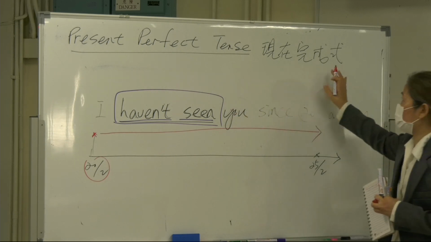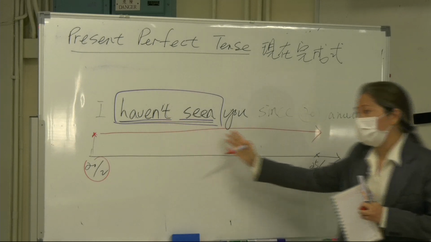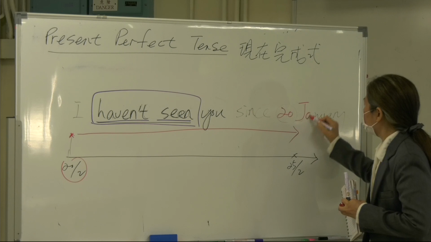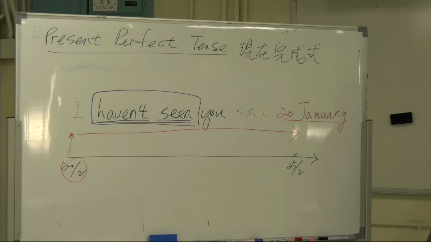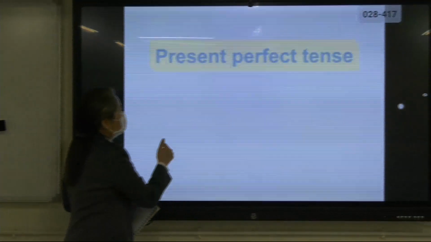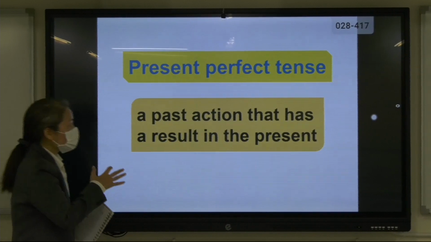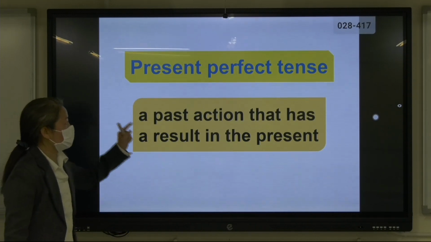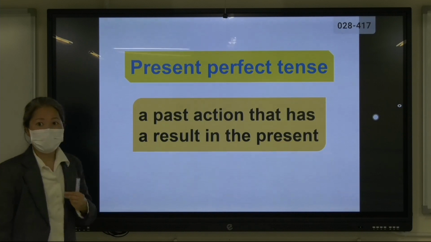So, this one, present perfect tense. 顧名思義，現在完成式 係講一啲以前發生嘅行動，而佢係聯繫到而家嘅。Just like I haven't seen you since the 20th of January. Usually, we use it in three situations. When we want to talk about a past action that has a result in the present, 如果我哋要講一個過去嘅行動，而呢個行動咧係會影響我哋而家嘅 then in this case we'll use present perfect tense.